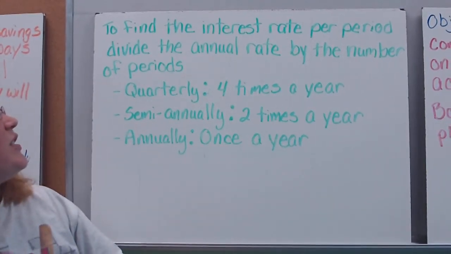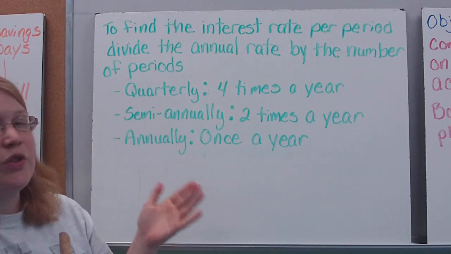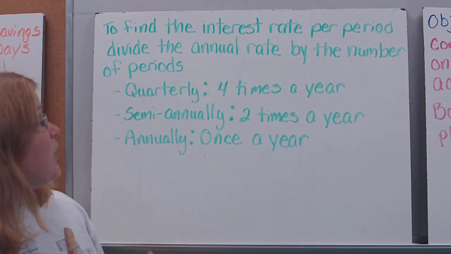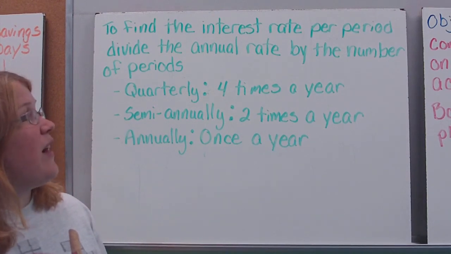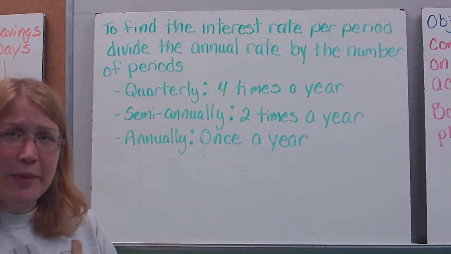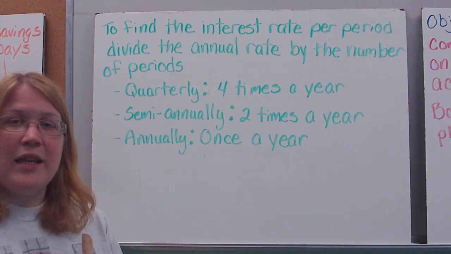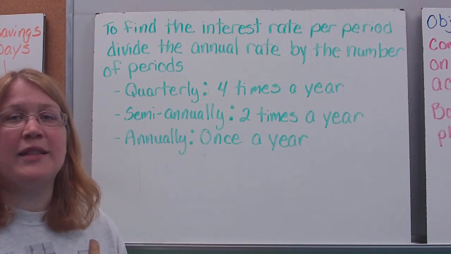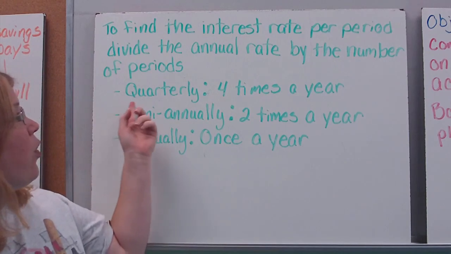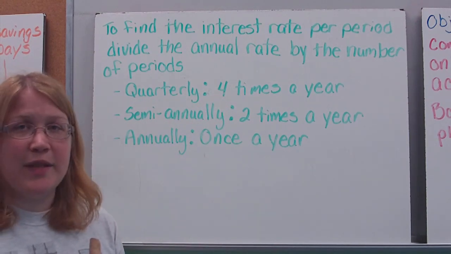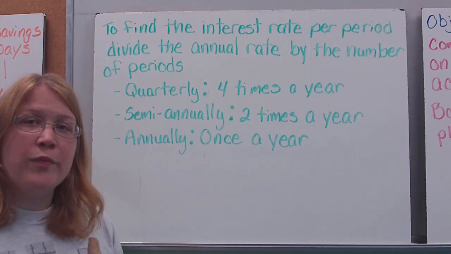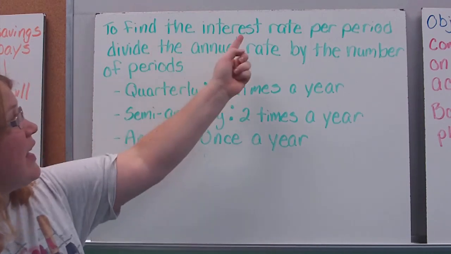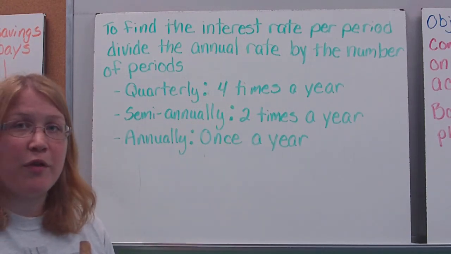So the first thing we need to do when we're doing this is find the interest rate per period. And I'll explain what that means as we go. In order to do that, we're going to divide the annual rate by the number of periods. So what that means is a bank might say, well, we pay 6% annual rate. It's compounded quarterly. Well, quarterly means it's compounded 4 times a year. So that means each quarter you're earning 1.5%, okay? Because we're dividing the interest rate by the number of periods.